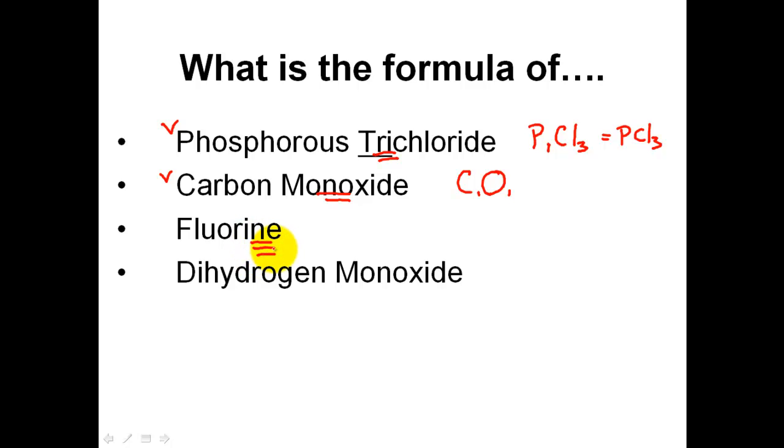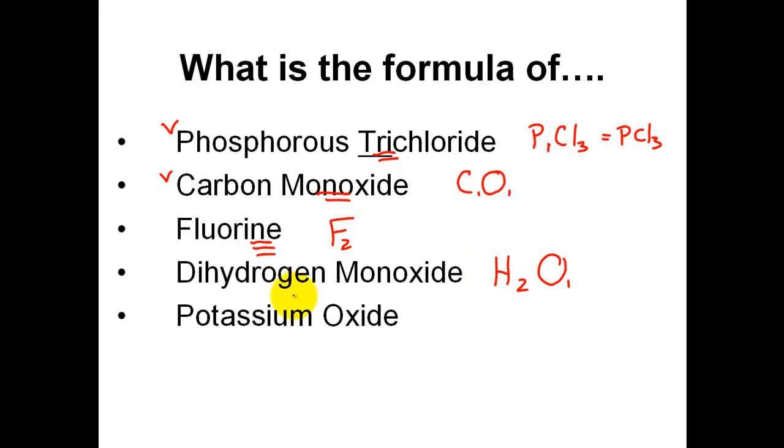Okay, fluorine is one of those exceptions to the octet rule, not the octet rule, I'm sorry, one of the exceptions to the naming rule. Anytime I name an element fluorine, what I'm really saying is I have 2 of that one element. And dihydrogen monoxide: dihydrogen, H2, monoxide, O1, H2O.